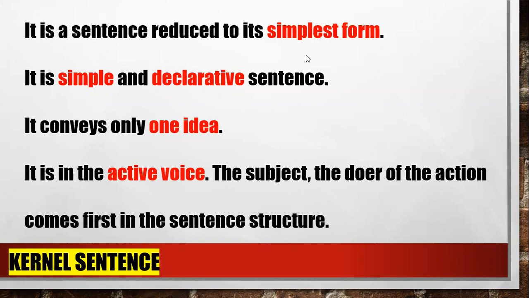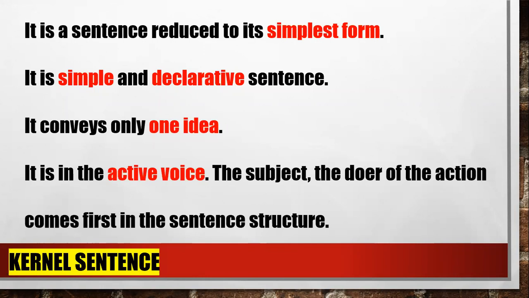Remember, kernel sentence is the simplest form of a sentence. The most basic structure in order to make up a sentence. All right? You have a subject and you have a verb and sometimes a complement. It's the most simple one, the simplest one. All right? So don't forget it. It just has one idea. It's always in the active voice. And it's a declarative sentence.